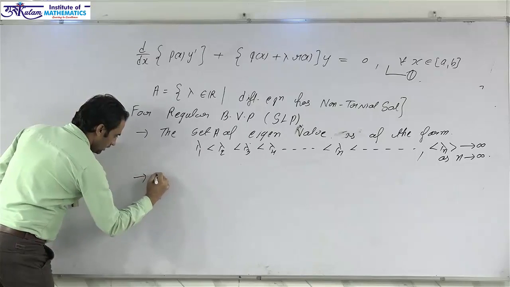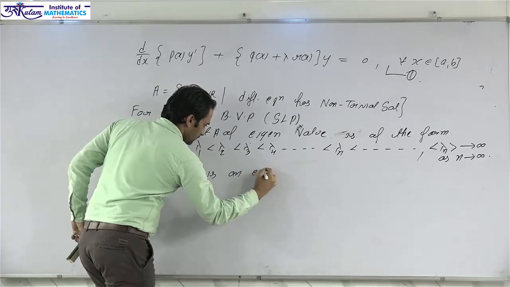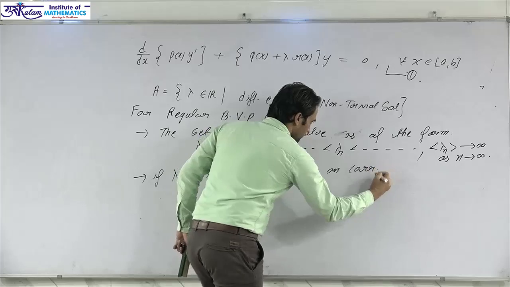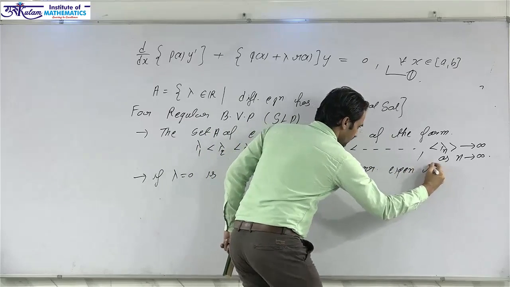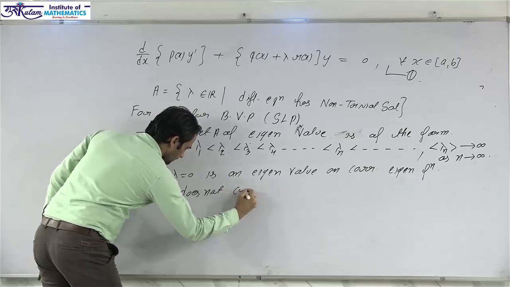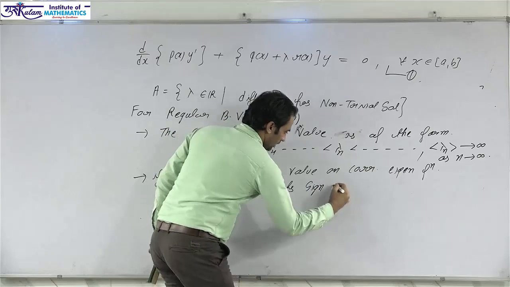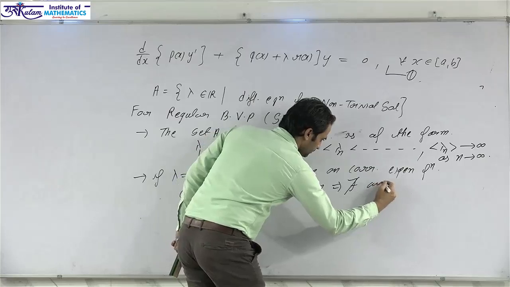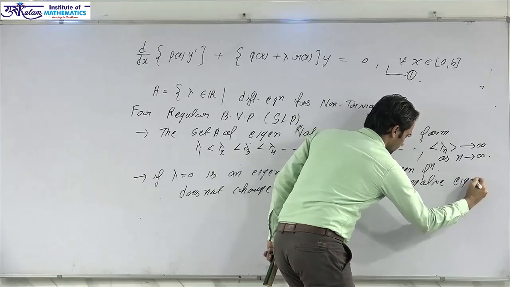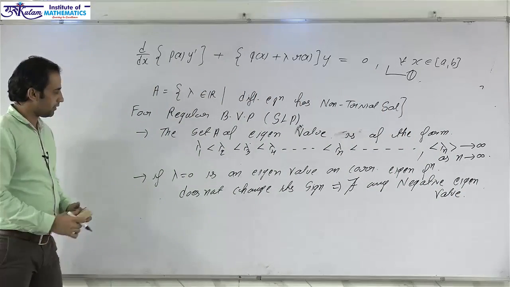So, first one is if lambda equal to 0 is an eigenvalue and the corresponding eigenfunction does not change its sign, it implies there does not exist any negative eigenvalue. That is, all eigenvalues are non-negative.